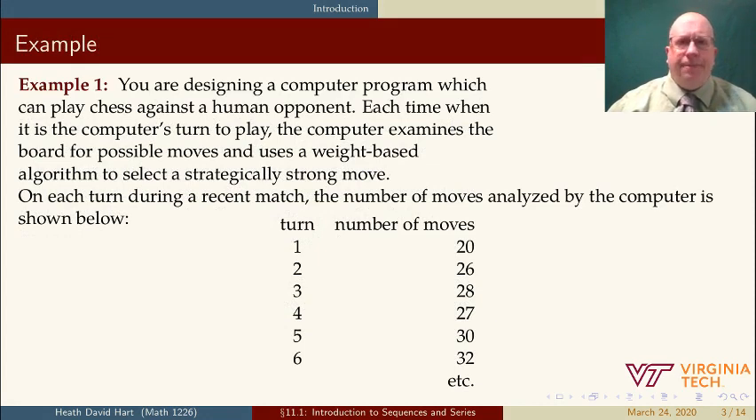Here's an example. You're designing a computer program which can play chess against a human opponent. Each time it is the computer's turn to play, the computer examines the board for possible moves and uses a weight-based algorithm to select a strategically strong move. On each turn during a recent match, the number of moves analyzed by the computer is shown below. On turn 1, the computer analyzed 20 moves. On turn 2, the computer analyzed 26 moves, and so on and so forth.